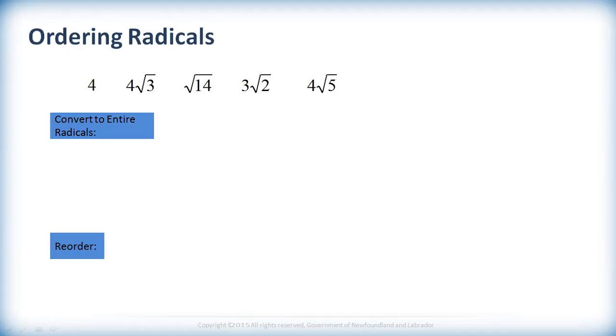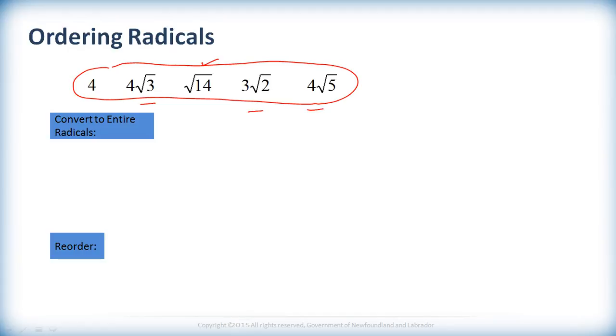Okay, so the last sort of skill thing we have to be able to do is if we have a whole bunch of mixed radicals or entire radicals, we've got an entire radical here, 3 mixed radicals, and we've even got a whole number, and we want to order them from least to greatest. That's hard to do just by looking at them. But if we can convert them all to entire radicals, we'll be in business. So these are all going to be square roots by the looks of things.